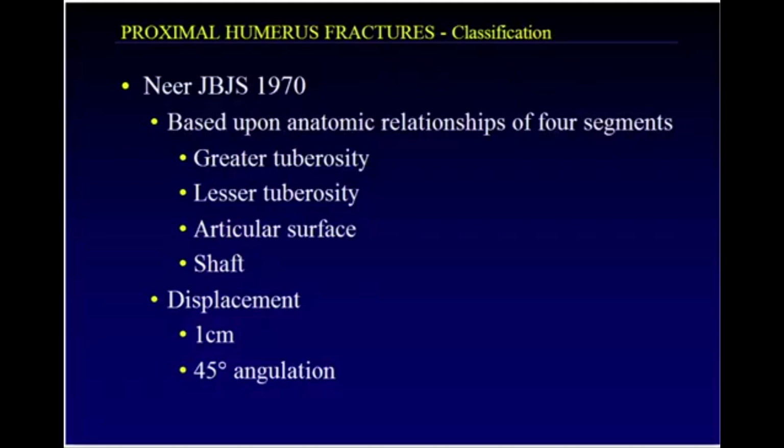The Neer classification of proximal humerus fractures was described in 1970. It was really one of the first classification schemes that we had in orthopedics, and it's based upon the anatomic relationship of four segments of the proximal humerus: the greater tuberosity, the lesser tuberosity, the articular surface or the head fragment, and then the shaft of the proximal humerus. A piece is considered to be a fracture part if it's displaced greater than 1 centimeter or angulated greater than 45 degrees.